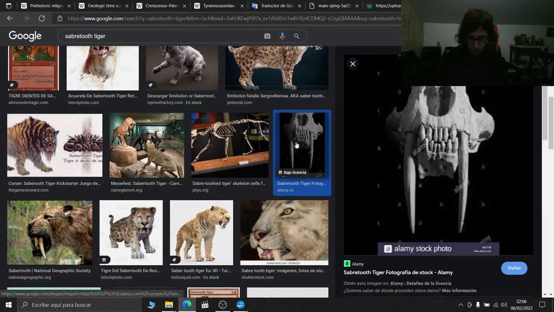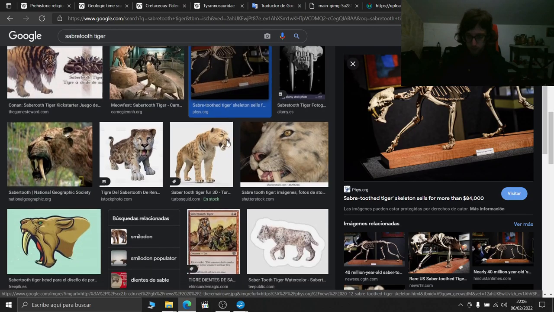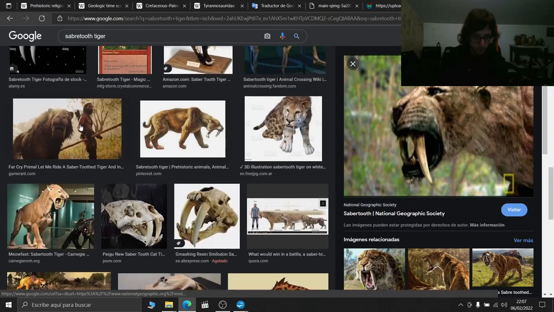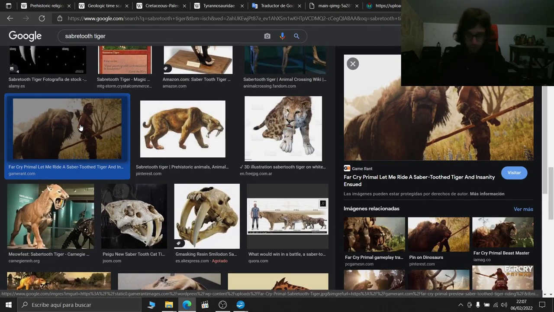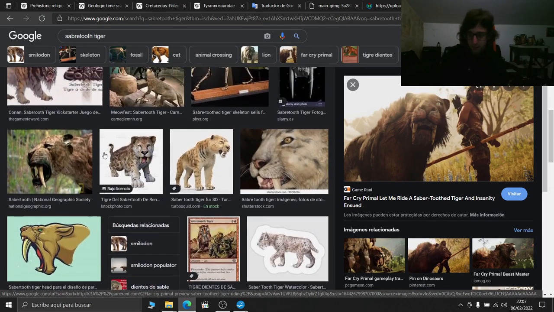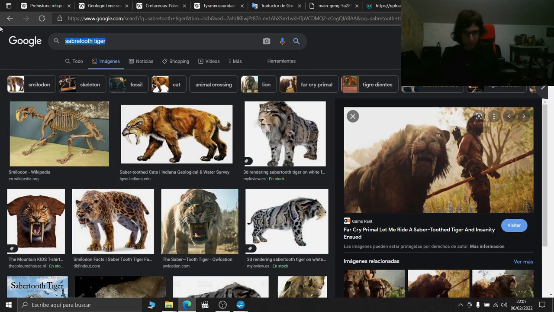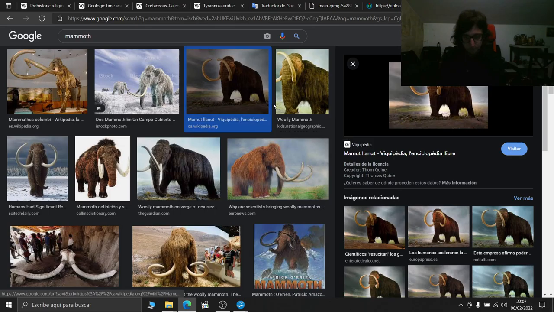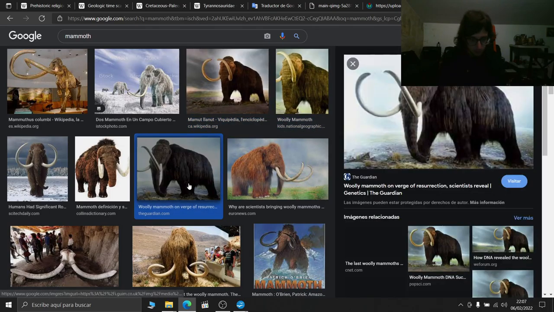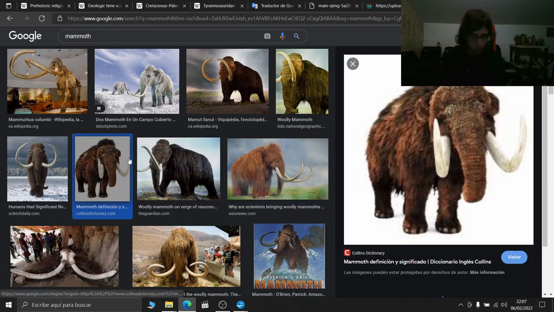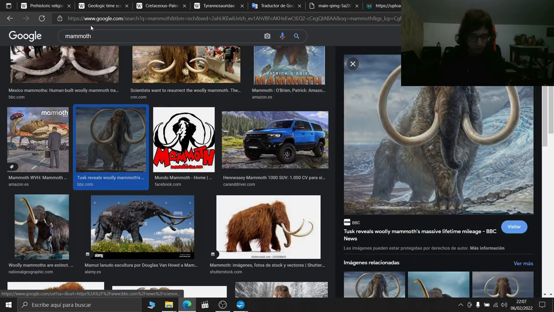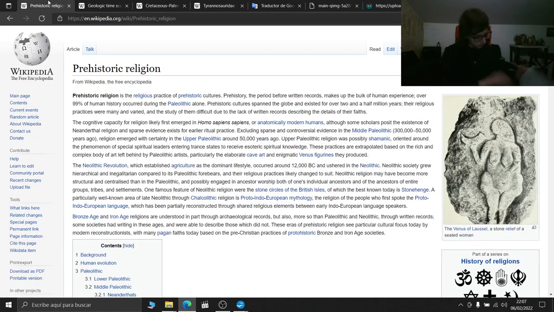Let's see, some skeleton. And obviously the mammoth. The woolly mammoth. Just some examples of the megafauna. And then it is the start of prehistory.